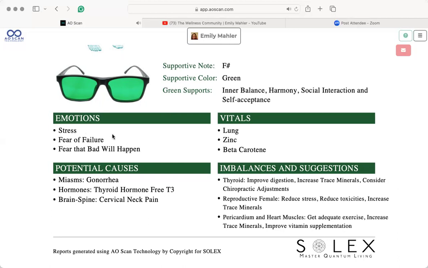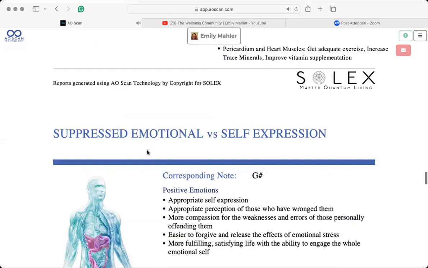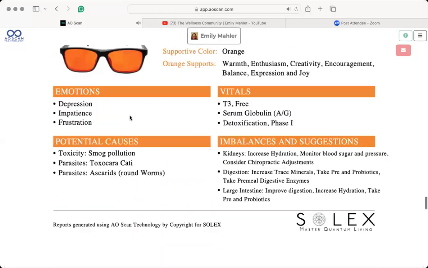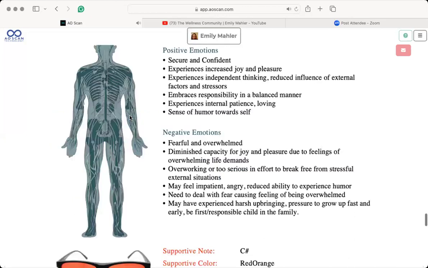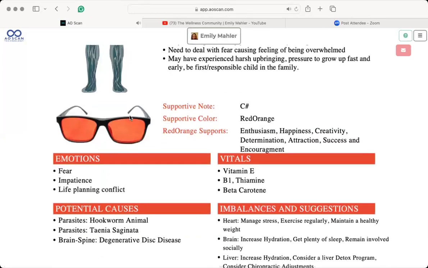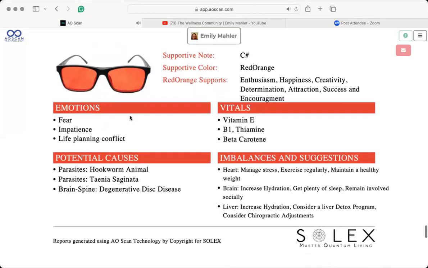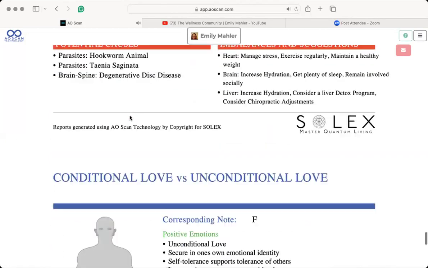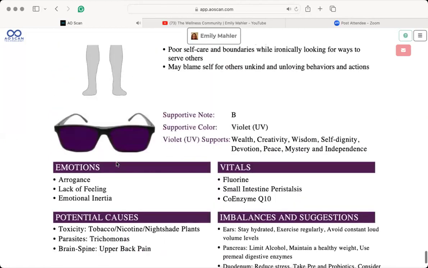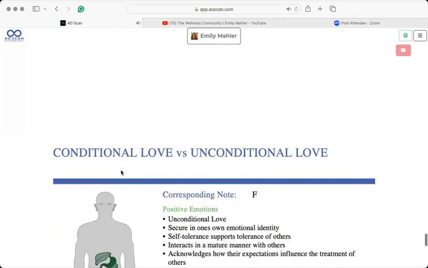So I am being very vulnerable with sharing mine. The large emotions that are coming up with this imbalance for me are stress, fear of failure, and fear that bad will happen. I could then go through each report here and look and see what emotions are coming up over and over. Sometimes I like to do it that way rather than looking at the full report in itself. But you can see those are some emotions that are coming up there.